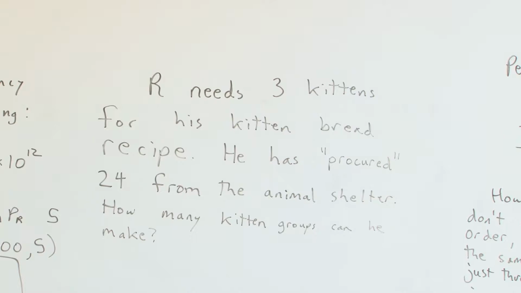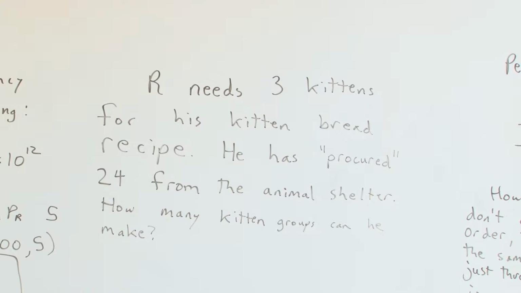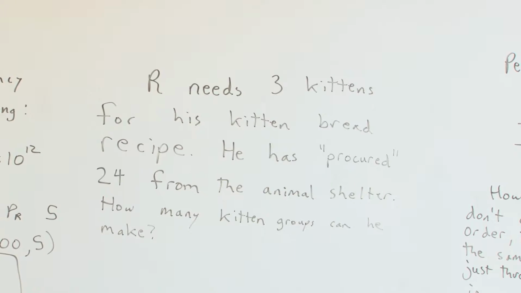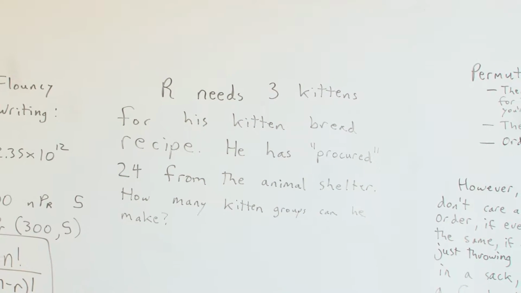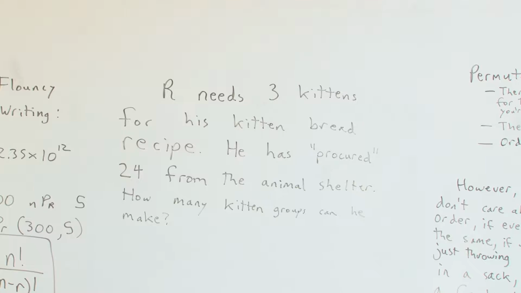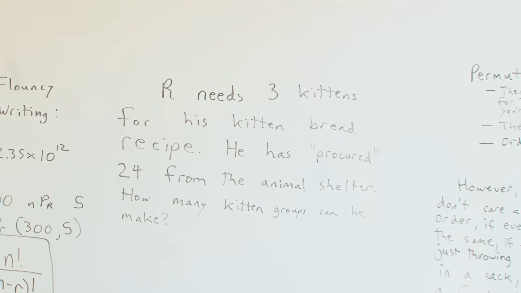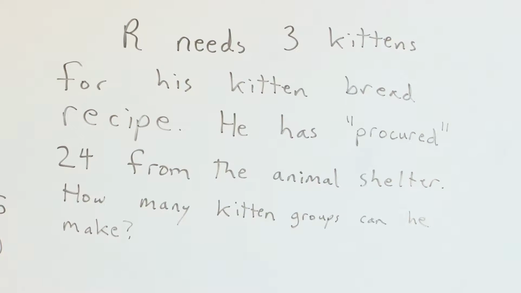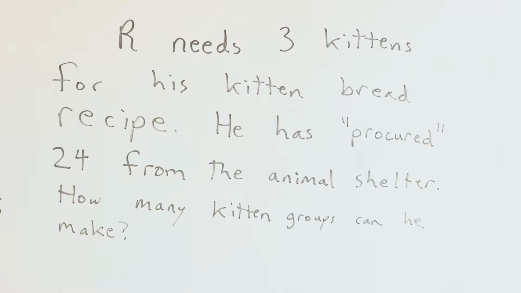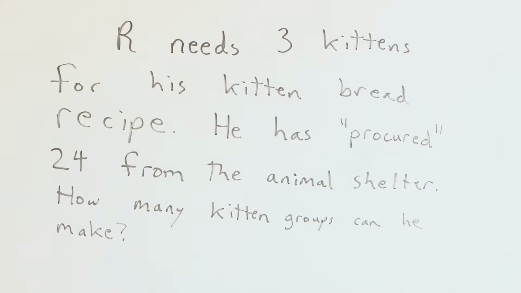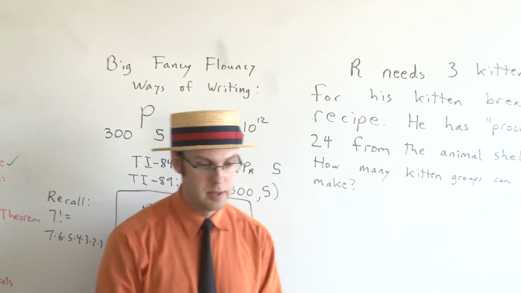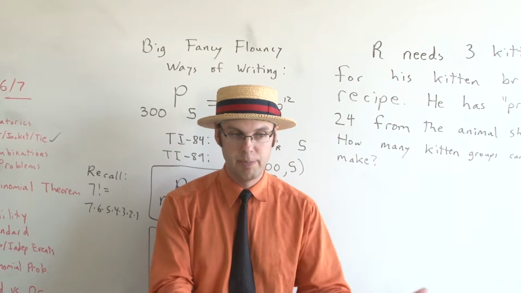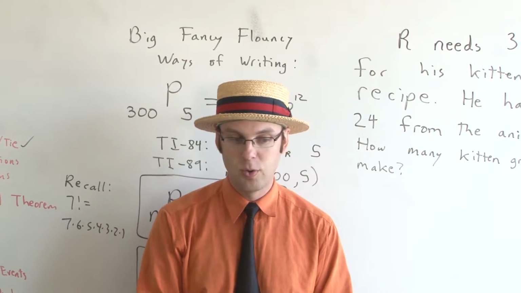A little bit of practice. So somebody needs 3 kittens for a kitten bread recipe. If he has procured 24 from the animal shelter, how many different kitten groups can he make? So first of all, is this a permutation or a combination problem? It's a combination problem, right? It doesn't matter, we're just going to mix them into the batter. So it doesn't matter what order we do it.